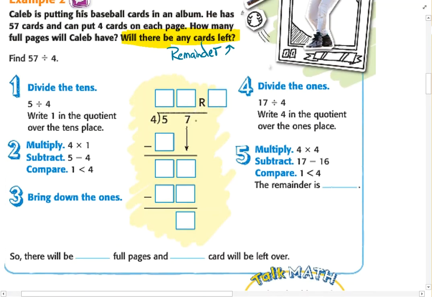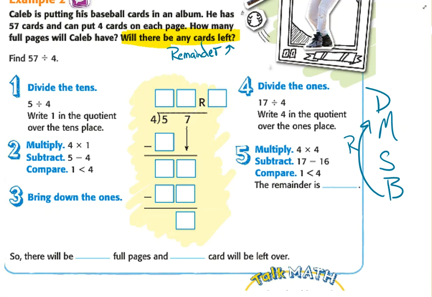So 57 divided by 4. Again, our steps: divide, multiply, subtract, bring down, and we repeat. So 57 is our dividend, right? So that's what goes inside the box. Our divisor is 4. I need to look at this and say, well, 4 goes into just 5, right? Just go one digit at a time. 4 goes into 5 once, because 4 times 2 is 8, and 8 is more than 5. So I can only go in there once.